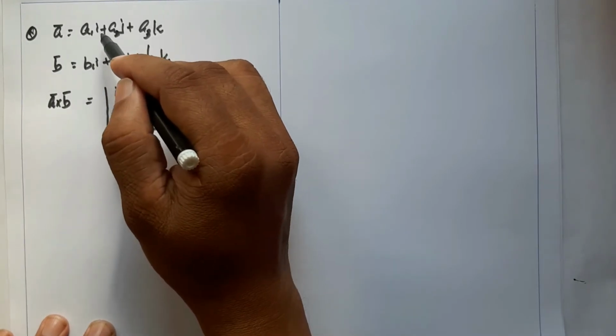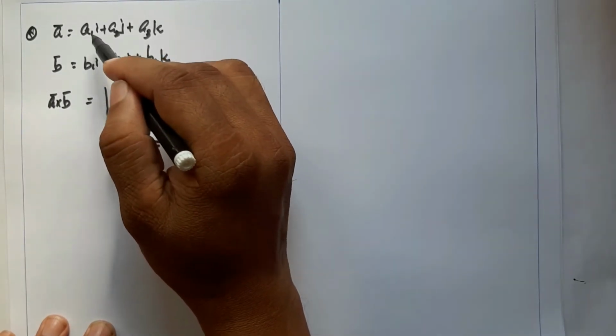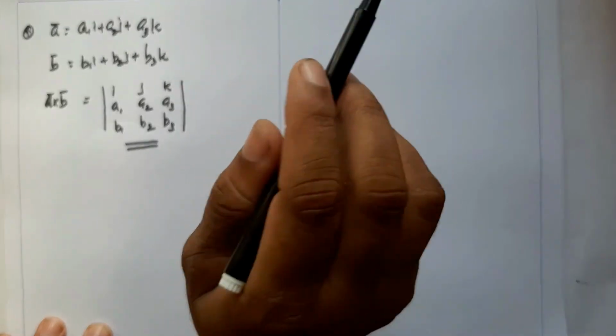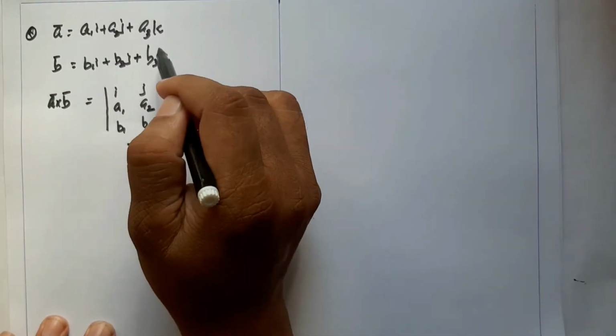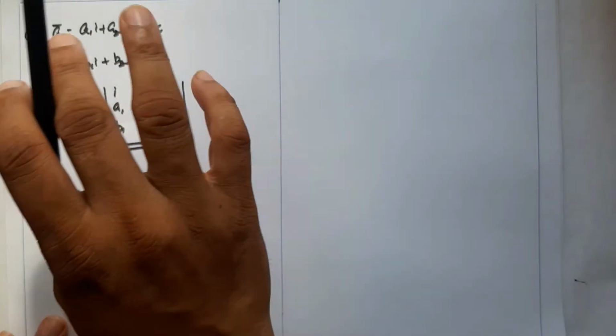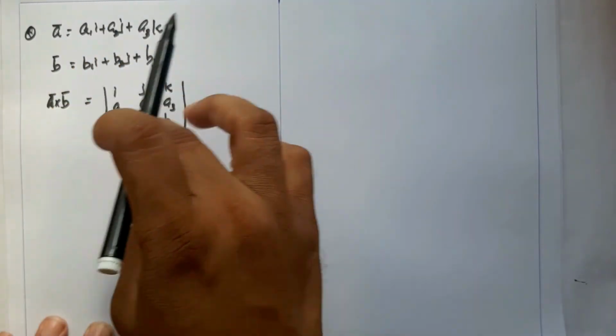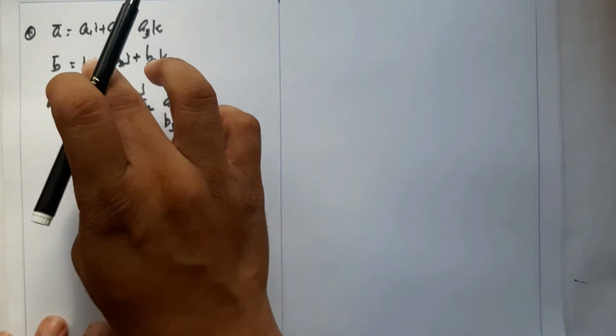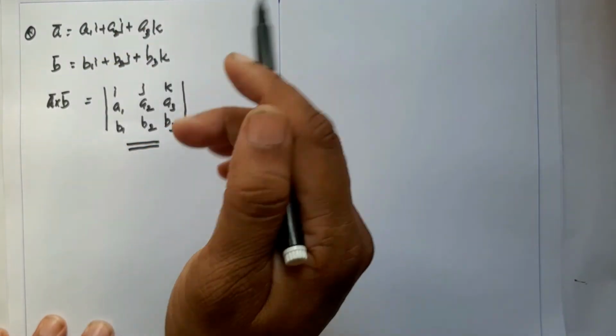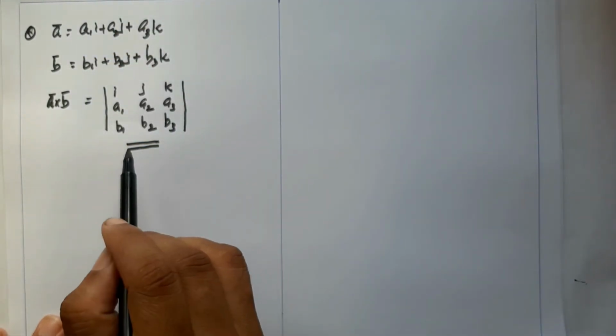Suppose we take i cross i, which is 0, i cross j, on rotation we get k, then i cross k, we get minus j. Now substituting these values and expanding, using the expansion we get the direct cross product of these two vectors. So we use a simple technique.